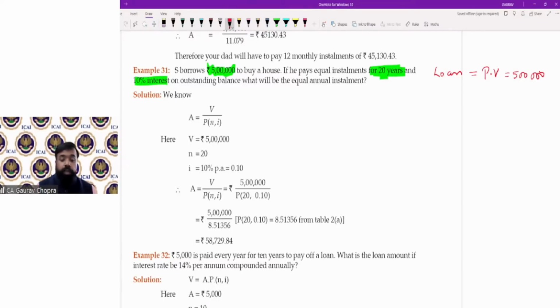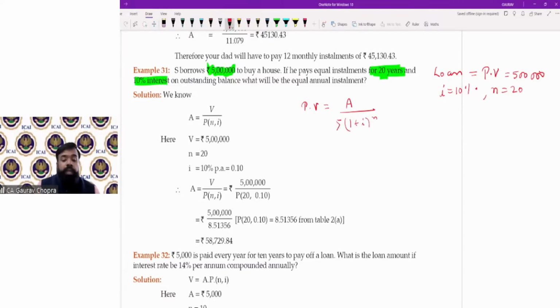Then rate of interest is 10%. So I is 10%. Time is 20 years. And what will be equal annual installment? So equal annual installment आपको calculate करना है. Now see what was the formula basically. हमने starting में क्या formula लिखा? Present value is equal to A means annuity. You can write this down. Divided by हमने लिखा था 1 plus I to the power of n.